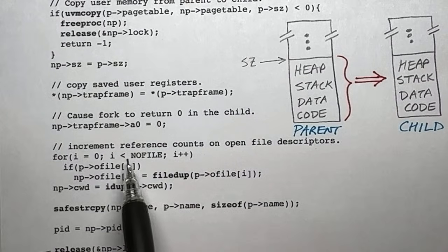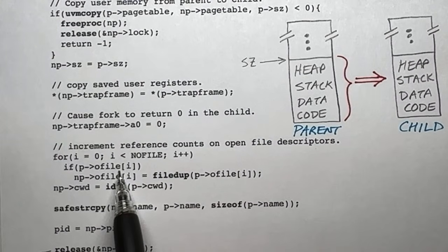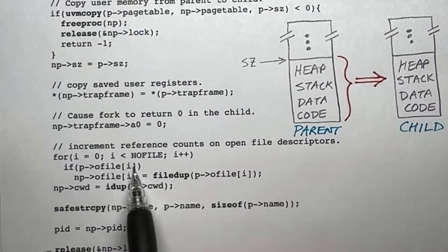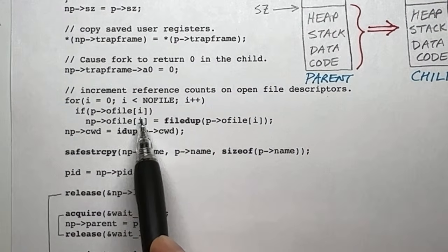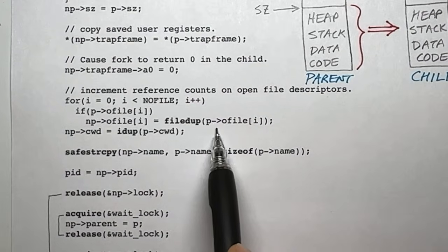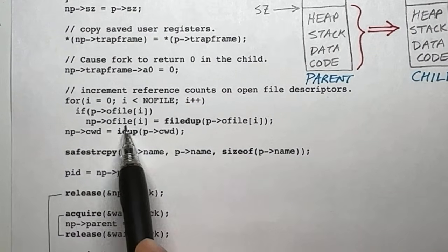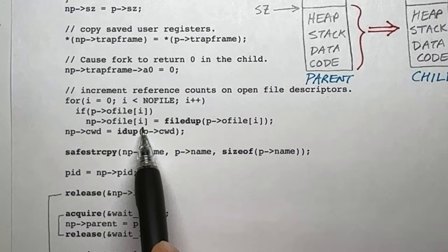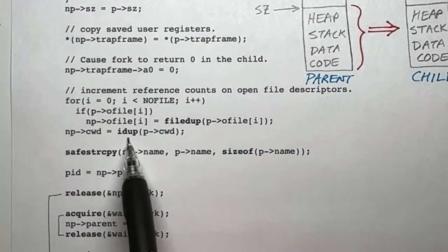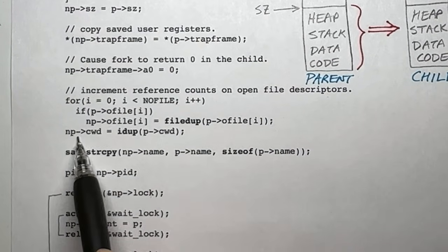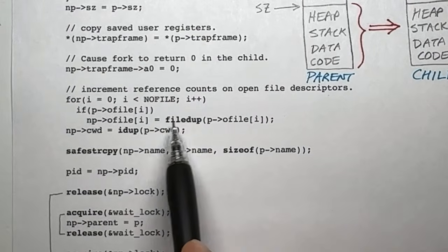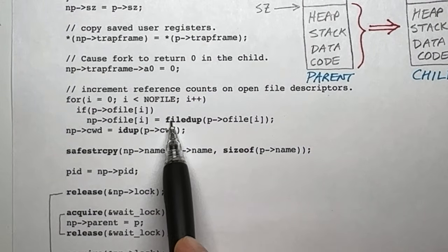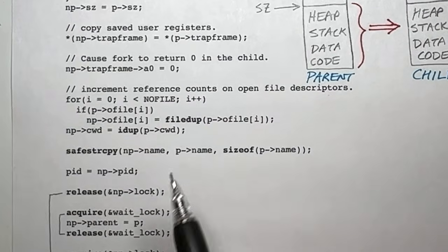Next, we run through the open file array of the parent. For each file that's open, that is, for each entry that is non-null, we call filedup to make a duplicate of that and add it to the child's open file array. And here we're making a duplicate of the current working directory and copying that, so the child will have the same current working directory. What exactly is being copied here will make more sense later on in this video series after I talk about files and inodes.